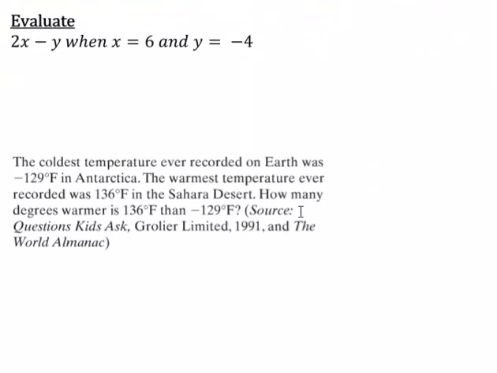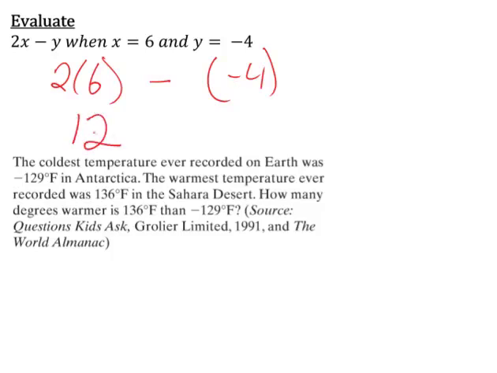So the next part here says evaluate. Again, this is my whole plug and chug business. So I'm going to put 2, and then where the x used to be, I'm going to put a 6, minus y, which is the number negative 4. So that's going to give me 12. Remember, I'm going to fix this part, plus positive 4, and there's my number 16.